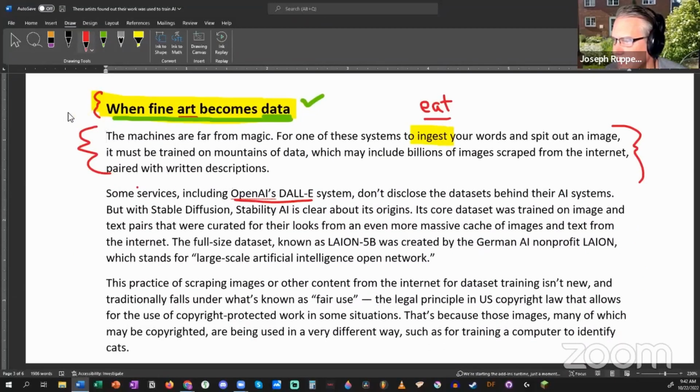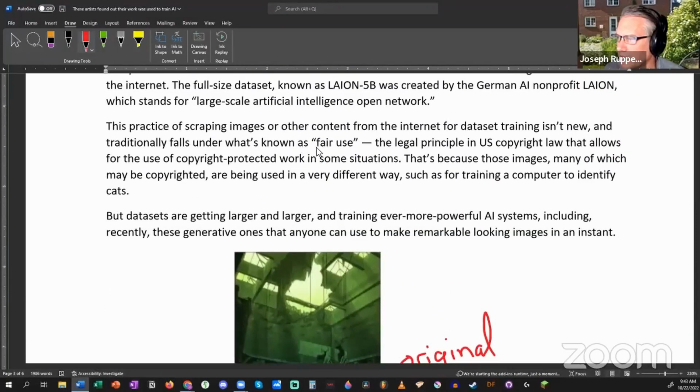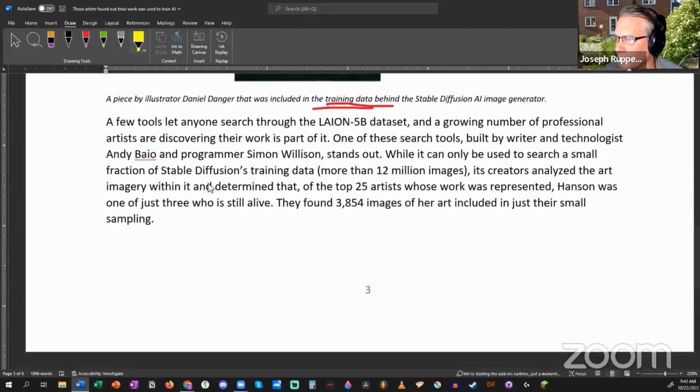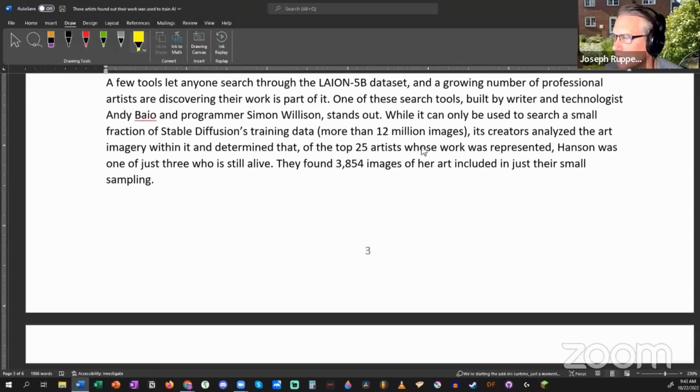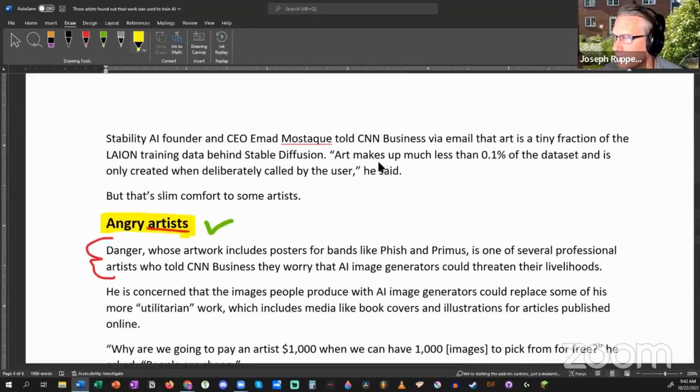Okay. When fine art becomes data. So this section, this is an interesting section. If I was going to spend more time on this article, and I'm not going to spend any more time on this article, but if I were, this really would be where I would spend my time. But oh, legal. Interesting. So this looks a little bit more technical. Got some numbers in there. Not so sure.